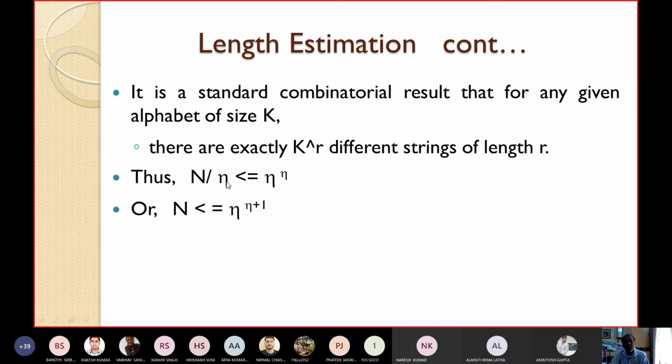Now you just cross multiply. n will be less than or equal to eta to the power eta into eta, which equals eta to the power eta plus 1. So n will be less than or equal to eta to the power eta plus 1.